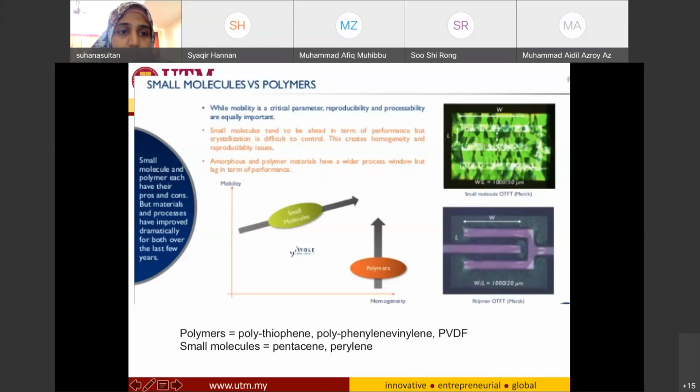So small molecule and polymer each have their own pros and cons, but materials and processes have improved tremendously for the past 20 years, and they keep on improving this. And the demand for flexible substrates, the demand for plastic, all these demands have increased. So that's why more and more scientists are researching on creating new types of organic materials.